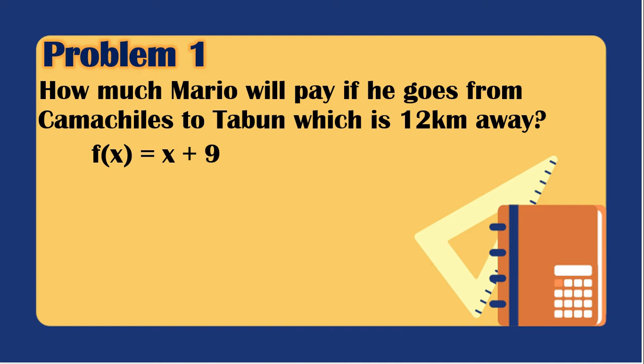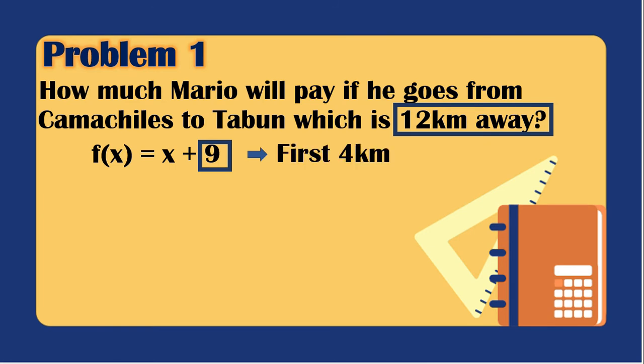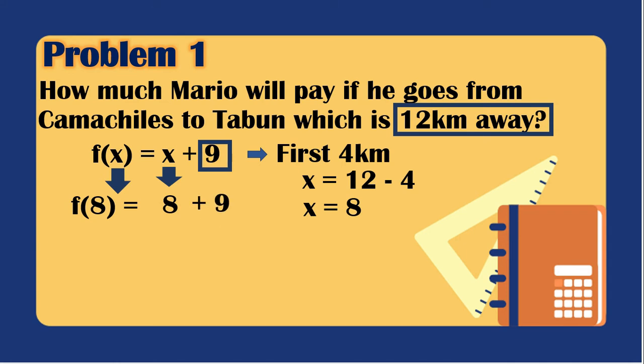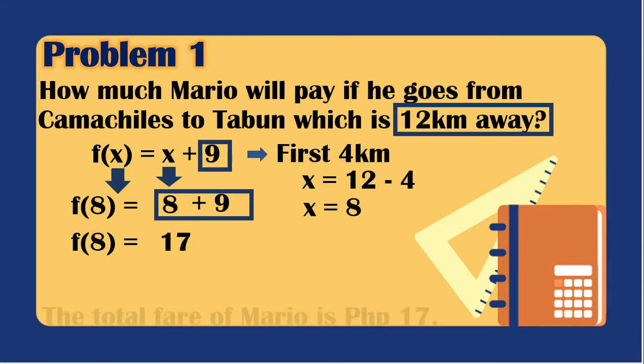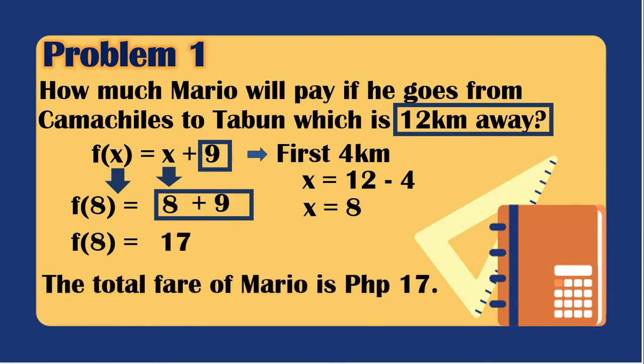According to the question, Camachiles to Tabun is 12 kilometers away, so we need to solve how much is the fare. But you need to recall that he will pay 9 pesos for the first 4 kilometers, so we need to subtract 12 and 4 to get the remaining kilometers, so that is x is equals to 8. So we will have f of 8. Substitute all the values of x, they will become 8, and then copy plus 9. f of 8 is equals to 8 plus 9, that is 17. Therefore, the total fare of Mario is 17 pesos.